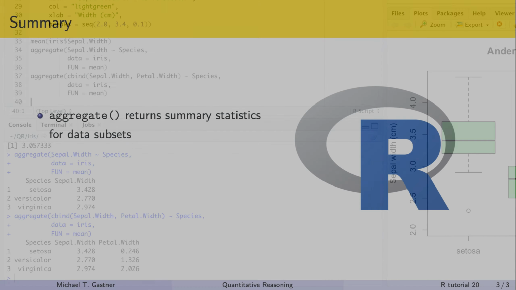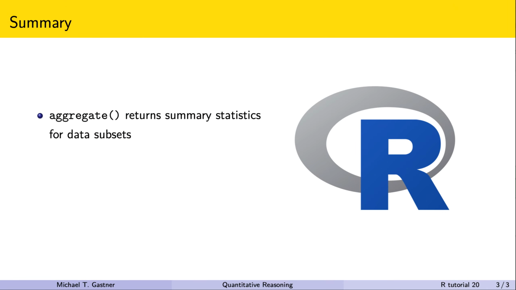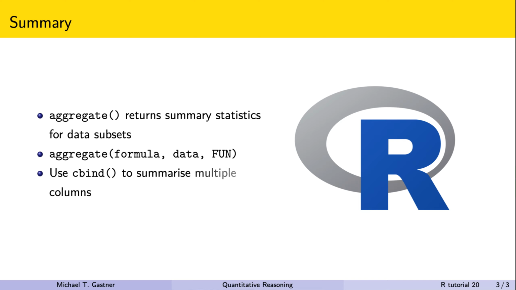In summary, we learned that we can calculate summary statistics of data subsets with the function aggregate. It performs the operations split, apply, and combine in a single function call. Usually, aggregate needs three arguments: a formula involving the tilde operator, the name of the data frame that contains the data to be summarized, and the function to apply to each data subset. Common functions are mean or sum, but we can also use other summary statistics functions. If we want to apply the function in the last argument to multiple columns in the data frame, we use the cbind function.